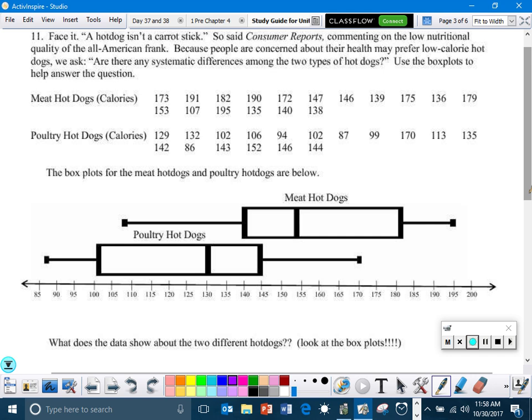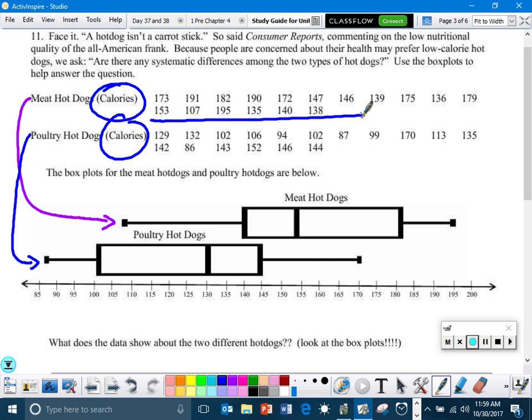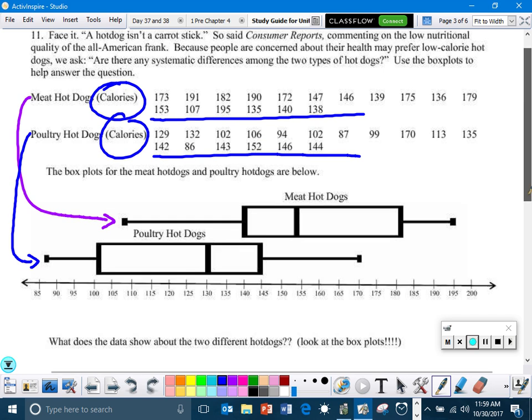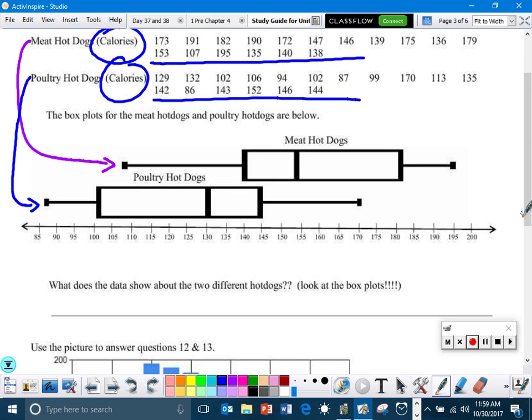So, the meat hot dogs, that's already displayed for you right here. The poultry hot dogs, that display is right there. They're labeled, and there's a number line underneath. All of these numbers represent the calories for the hot dogs. The picture is already displayed for you, so there's no reason to type these into the calculator. We're just looking, can you see something? So the question is, what does the data show about the two different hot dogs?